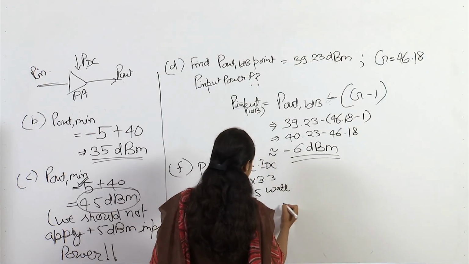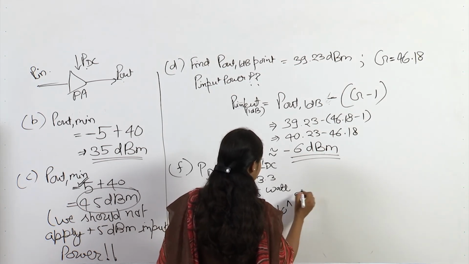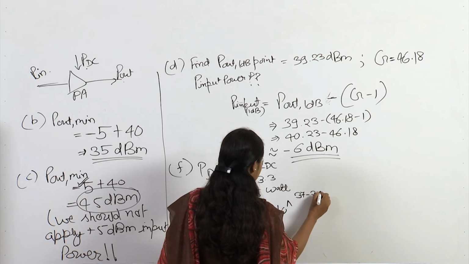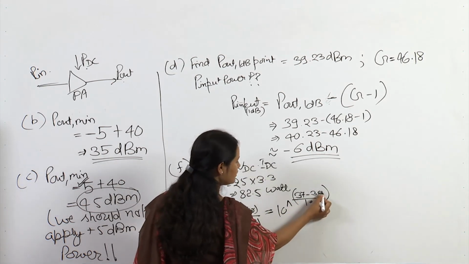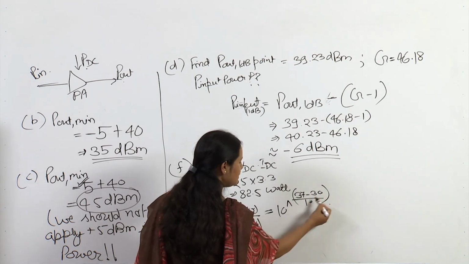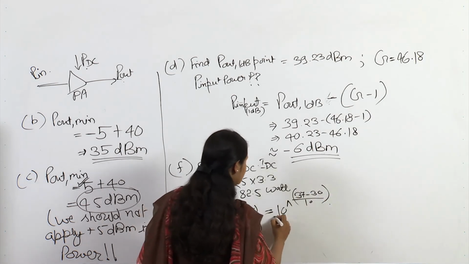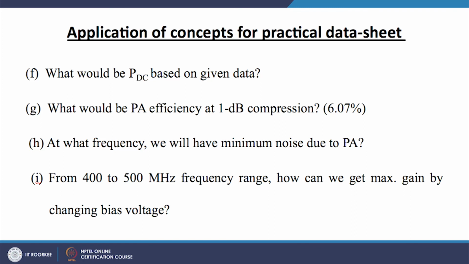So it will become 10 to the power (37 minus 30) divided by 10, right? First we convert from dBm to dB by doing 37 minus 30, now it is in dB, and then we convert that dB back into watts. If you do this calculation, the efficiency comes out to be 6.07%. Because we were not given any frequency data, we have taken the typical value. If we are given the frequency, then we can take the proper value.